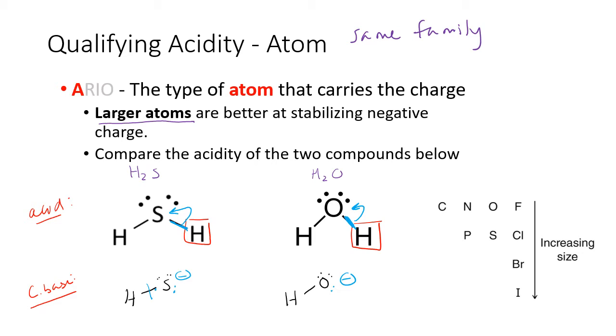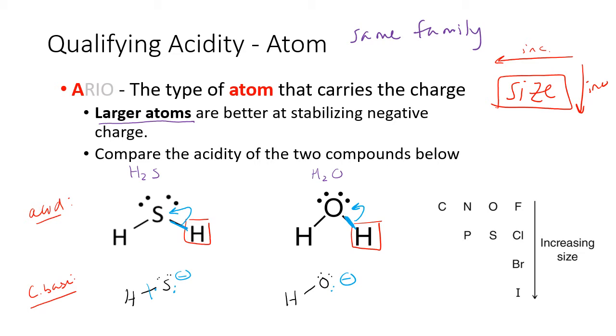So now in our conjugate bases, we have a sulfur bearing a negative charge, and we have an oxygen bearing a negative charge. And so the overall trend for size across the periodic table is that the atomic size increases as we go from top to bottom within a given family, and it increases as we go from right to left across a period. So it's actually the exact opposite trend that we saw for electronegativity.